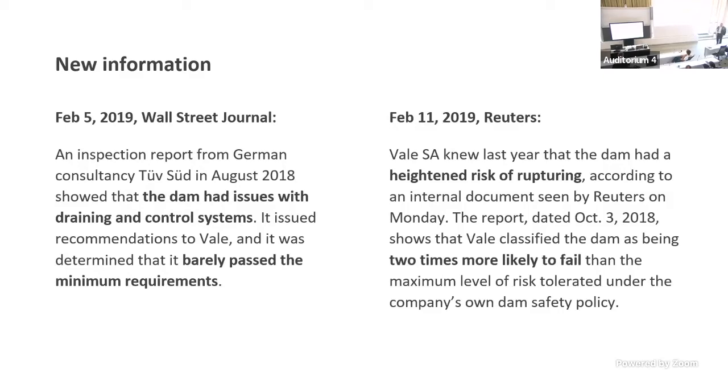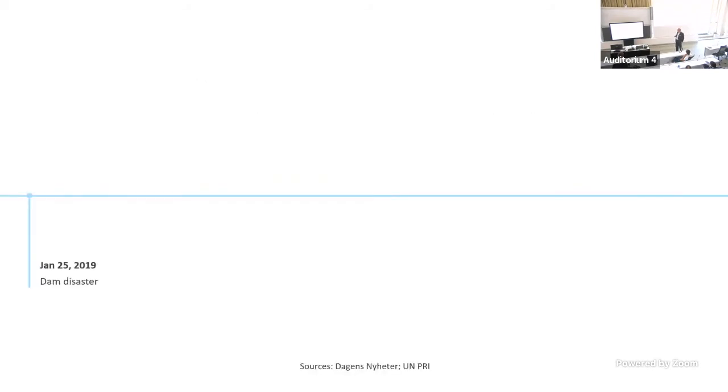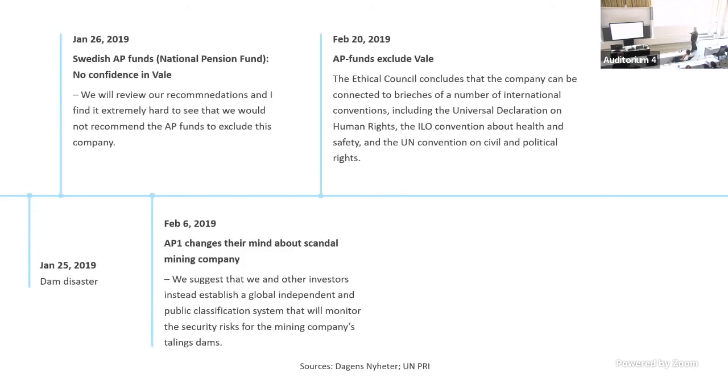So now you're getting these indications, and perhaps you would draw the conclusion that no, this is not trustworthy or believable. And indeed, that's how this pension fund also reacted. The Ethical Council, the Ethical Council for all the pension funds in Sweden, concluded that the company can be connected to breaches of a number of international conventions, including the Universal Declaration of Human Rights, ILO conventions, UN conventions, and so on. So then they withdrew their investments from this company.